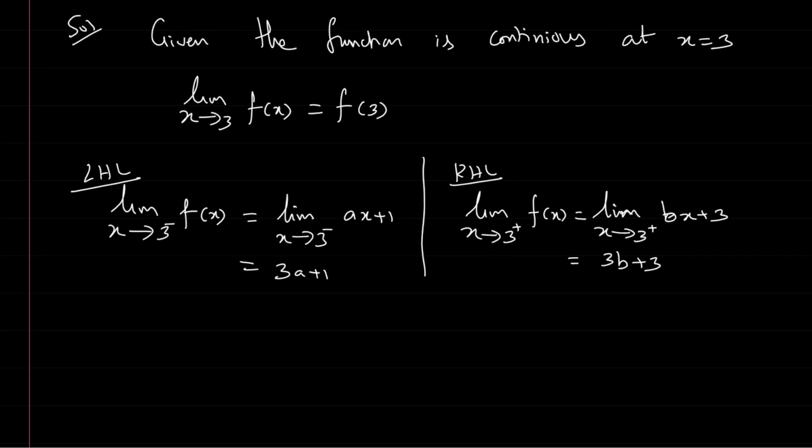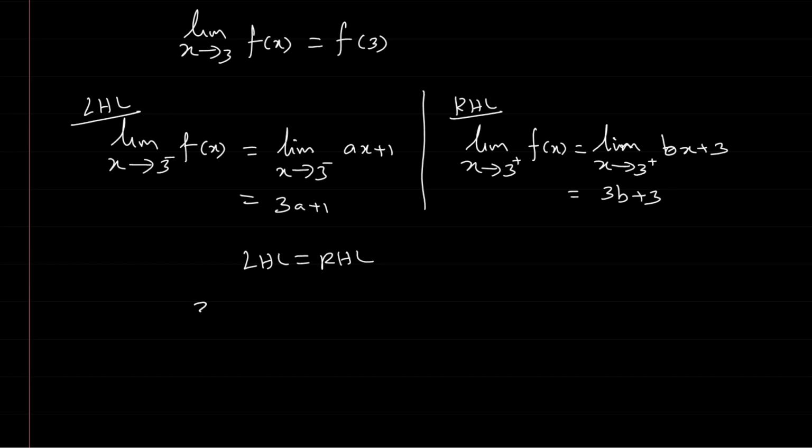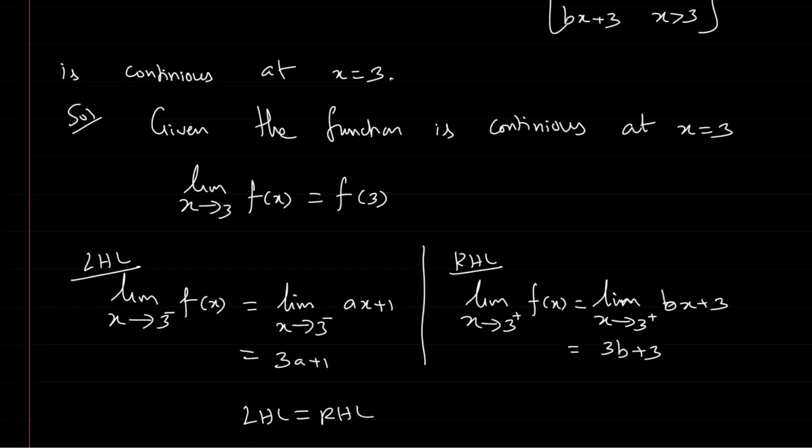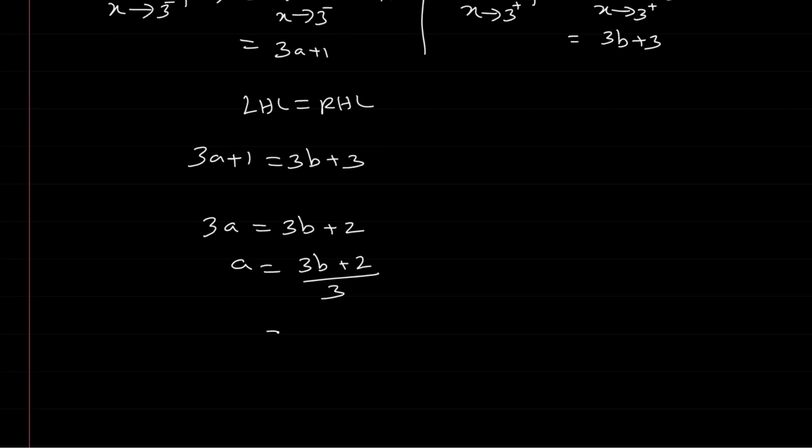Now see here, since the limit exists, LHL will be equal to RHL. Both LHL and RHL are the same. Therefore 3a plus 1 is equal to 3b plus 3. Therefore 3a equals 3b plus 2. Therefore a is equal to (3b plus 2) divided by 3, which is equal to b plus 2 by 3.